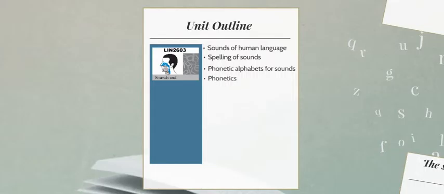We find out what is meant by phonetics. We look at the different branches of phonetics, which are articulatory phonetics, acoustic phonetics, and auditory phonetics. We finally take a look at phonology. We look at the way in which sounds function in the system of specific languages.